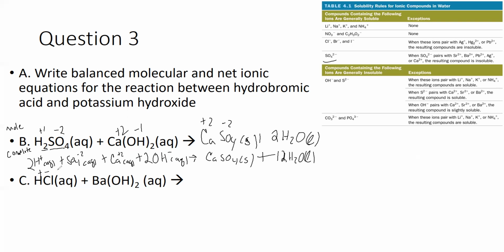All right. So let me figure out the charges here for C. So +1, -1, BaOH. So OH is -1 always. I have 2 of those. So Ba is +2. Switch my cations. BaCl. Cl is soluble unless paired with these 3. Ba is not one of those. So aqueous. Then H2O liquid.